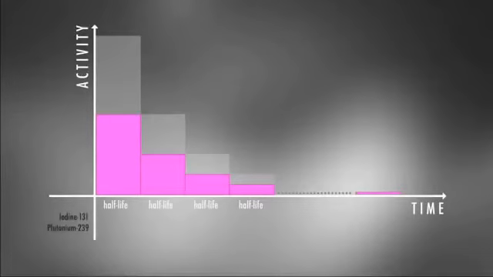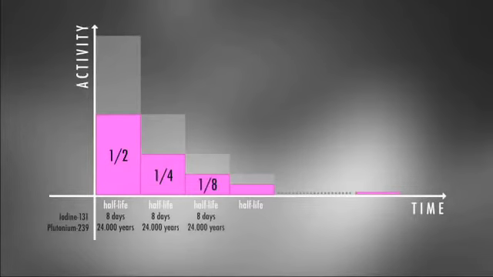Each radionuclide has its own half-life, so waste can be hazardous for periods of time stretching from a few hours or days up to hundreds of thousands of years.